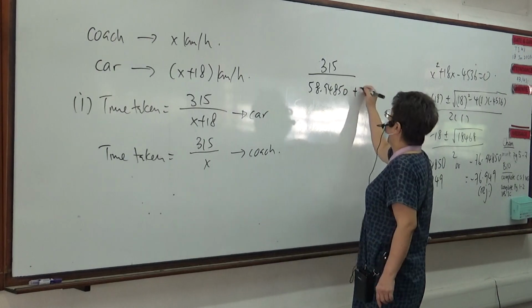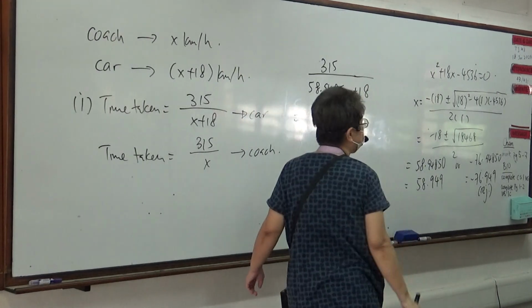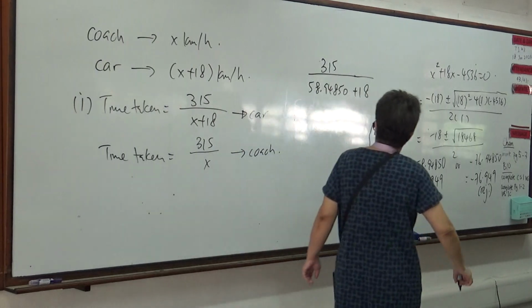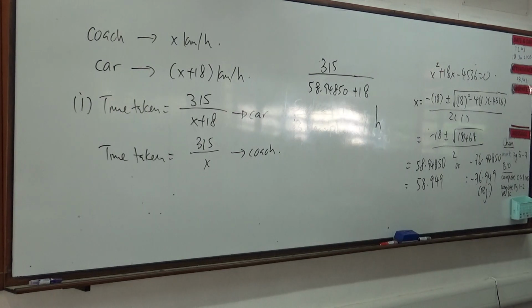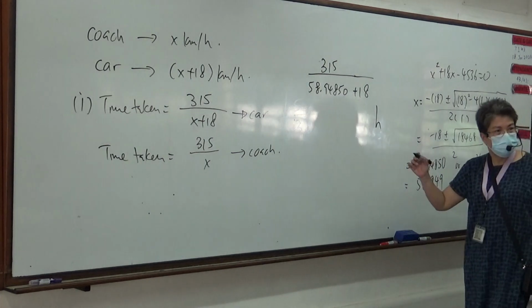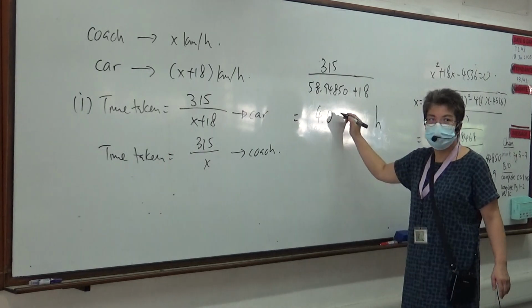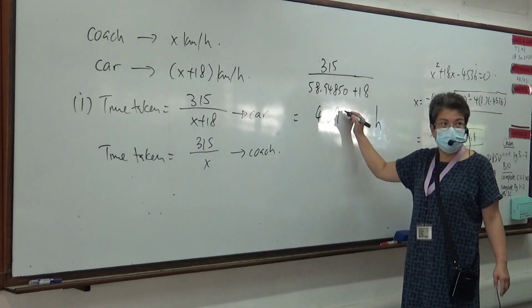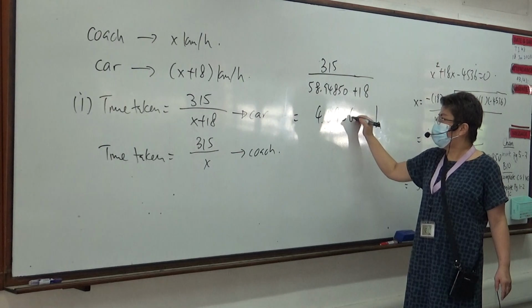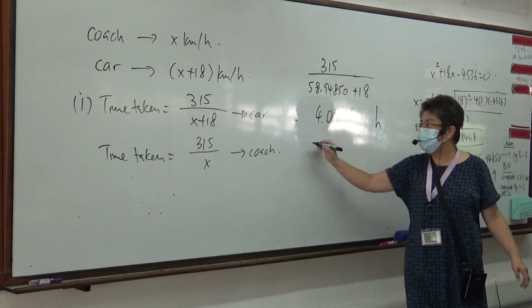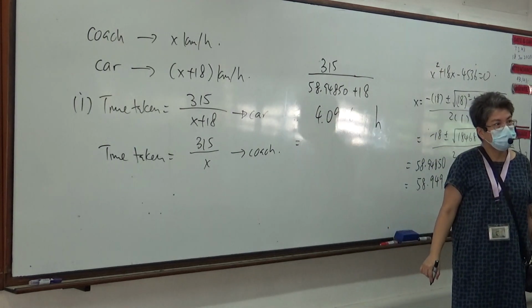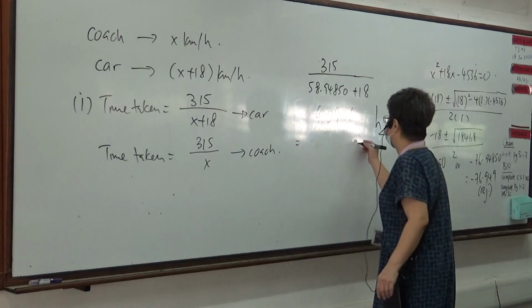0.94850 plus 18. Can all of you key in this? How many hours? This is in hours. Okay? 4.0936. So 5 figures truncated, right? Because it didn't say anything, right? Now, how to change from hours to minutes? Times 60. Okay, all of you times 60? 245.